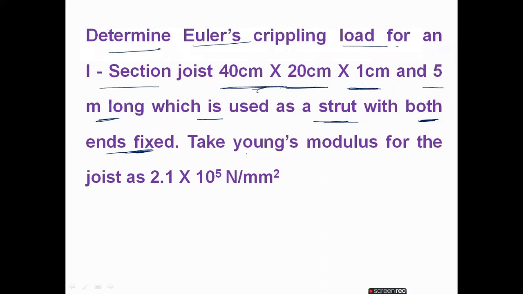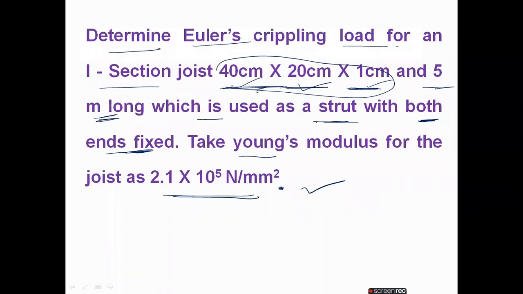The next thing is to take the Young's modulus of the joist as 2.1 into 10 to the power of 5 Newton per mm square. So by using this data, we have to determine the Euler's crippling load for an I section. By this dimension, you see this is a 40 centimeter length, width is 20 centimeter, thickness is 1 centimeter, and the length is 5 meters.